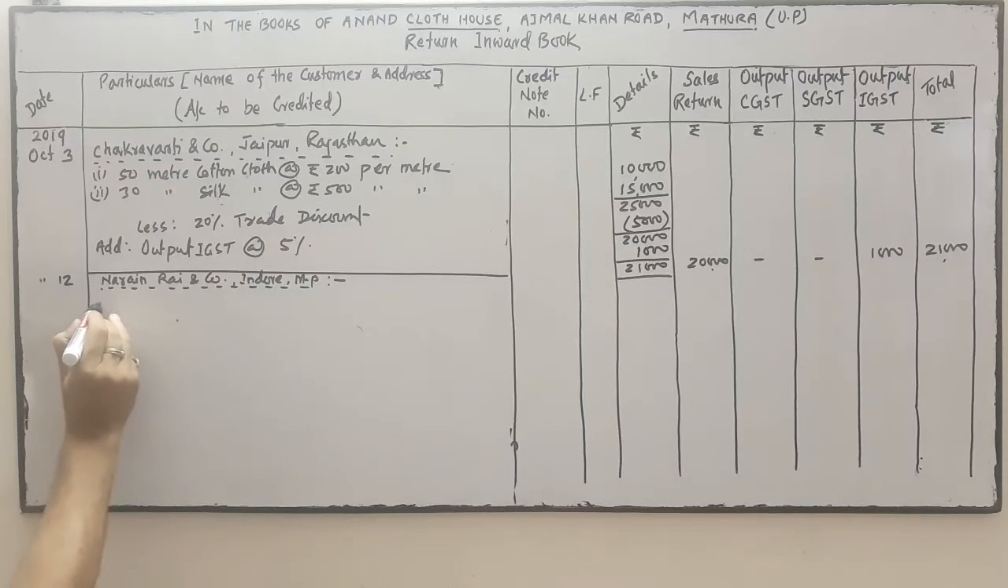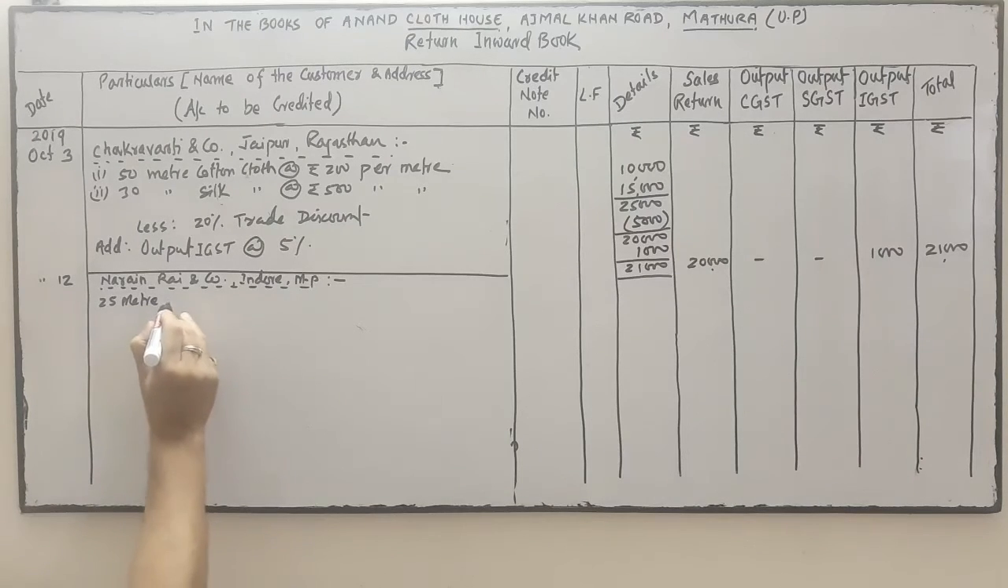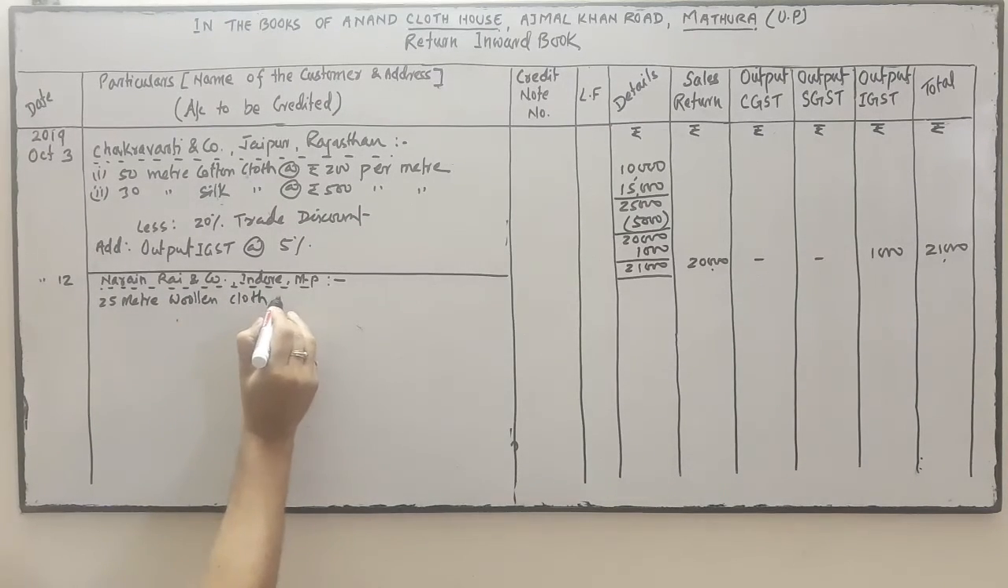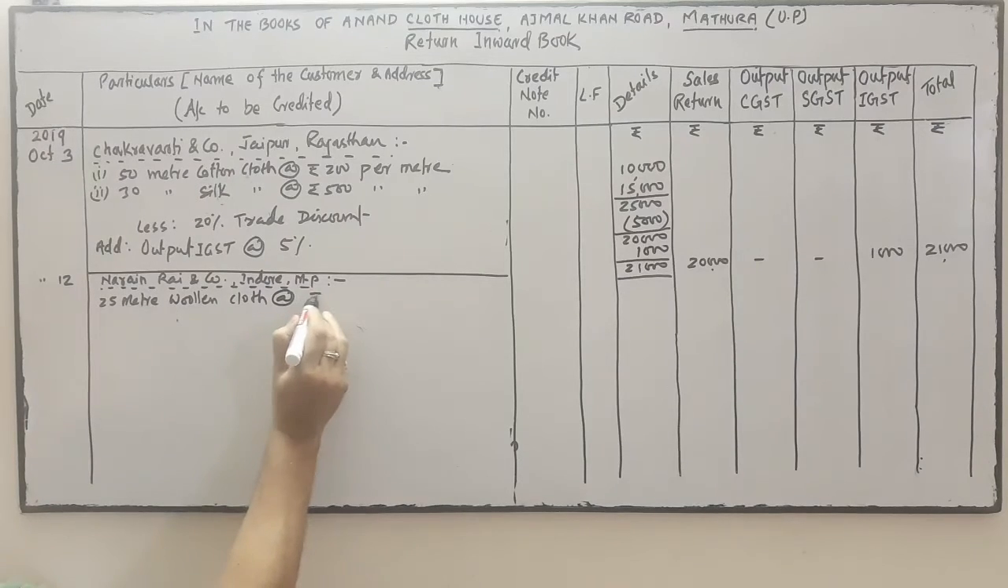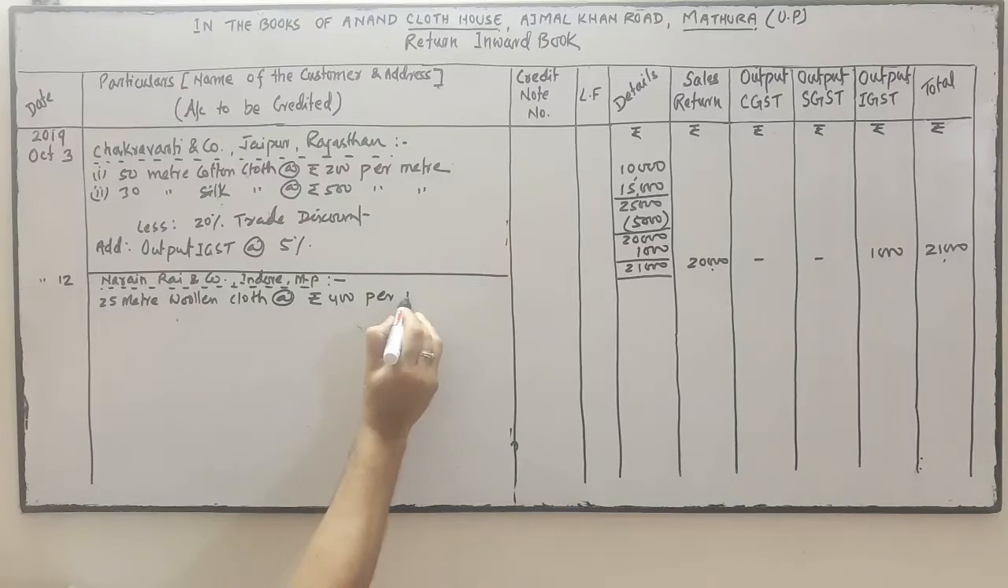He has returned 25 meter woolen cloth at the rate of rupees 400 per meter.